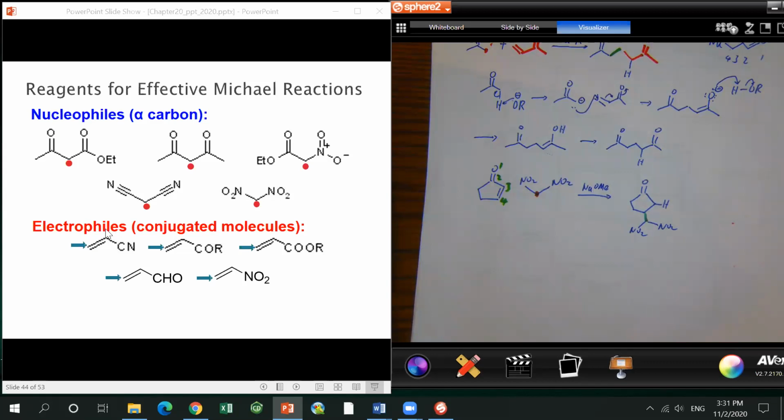For the electrophiles, as long as the pi bond is conjugated with an electron-withdrawing group, that substrate can be used. We call those electrophiles. It can be a conjugated nitrile, conjugated ketone, conjugated ester, conjugated aldehyde, or conjugated nitro compound. So all kinds of variations.